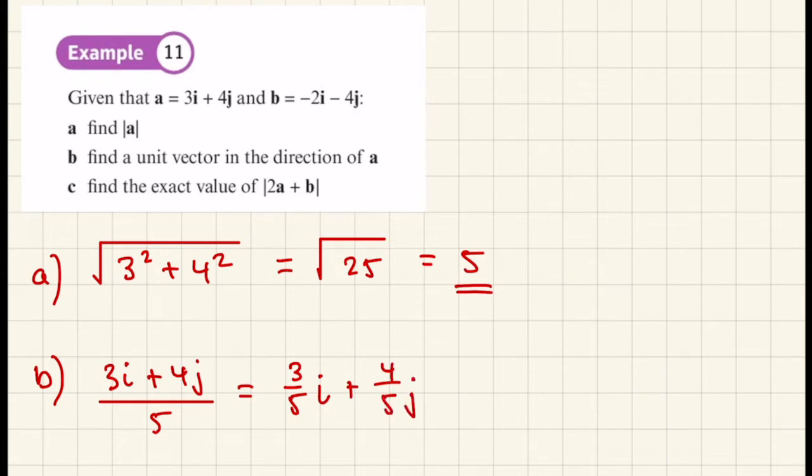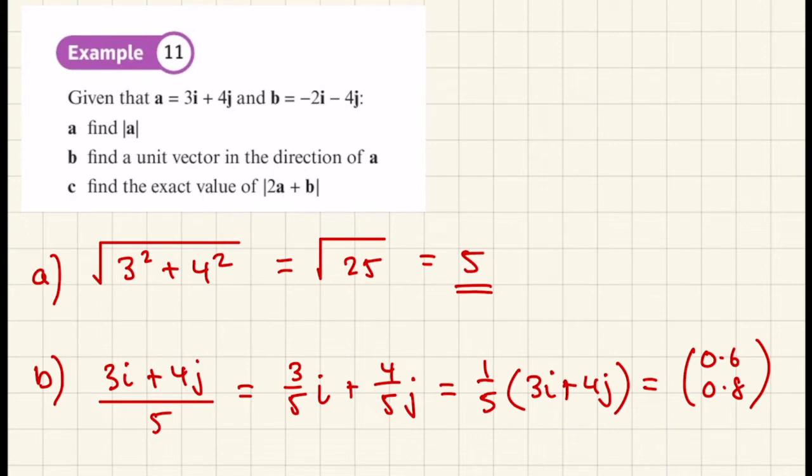This could be written like this. We could take a factor of a fifth out, or we could even write it as a column vector in decimals.